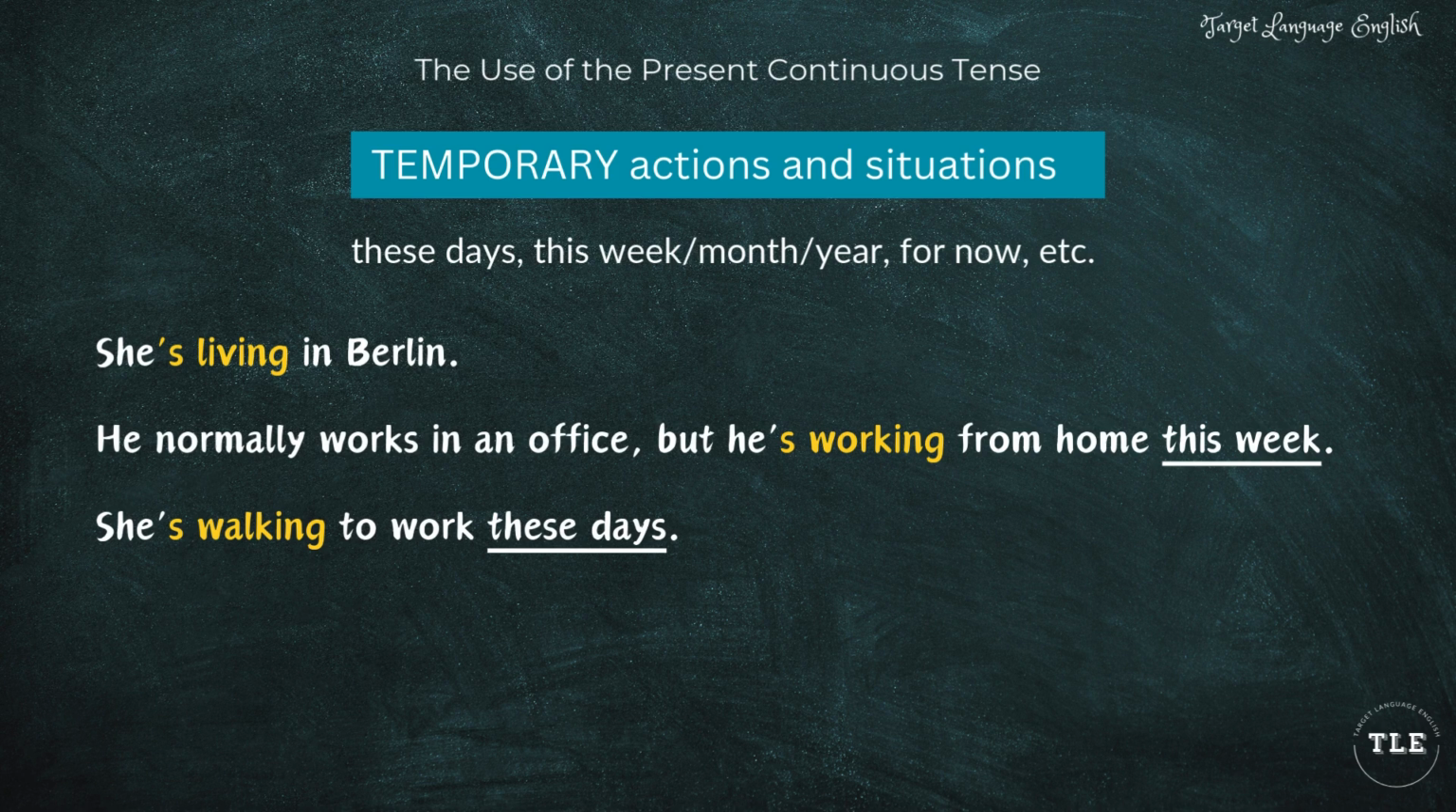Let's see some more examples. He normally works in an office, but he is working from home this week. The present continuous is working describes a temporary situation which is happening only this week. She's walking to work these days. The present continuous is walking is used because the action is temporary. It's happening only these days, not permanently. It suggests that she usually gets to work another way, for example, by car or bus. But these days, she is walking to work.